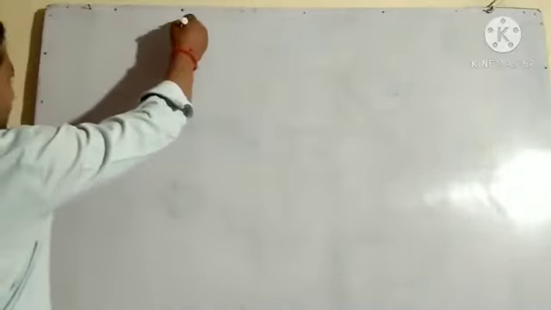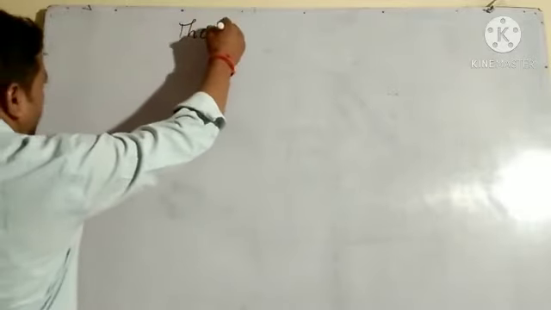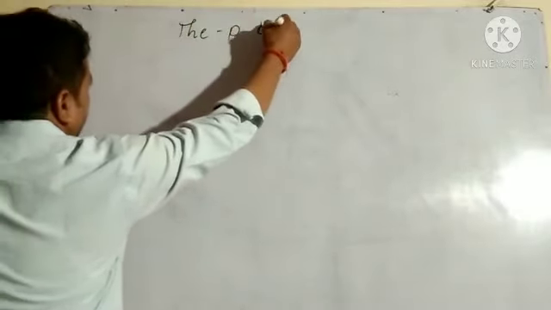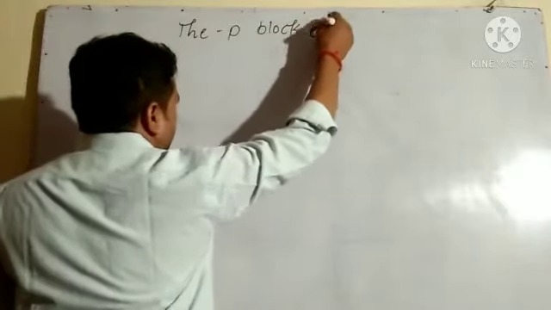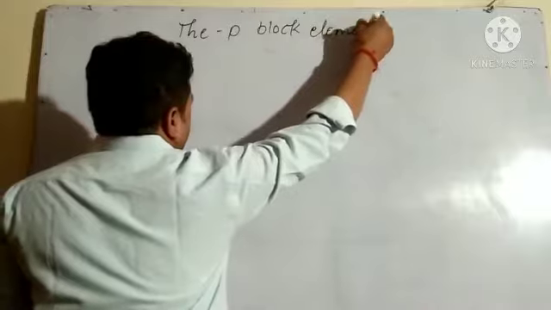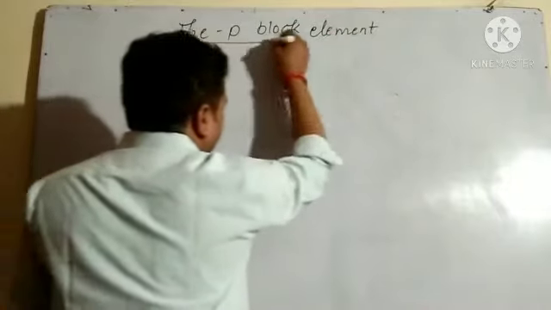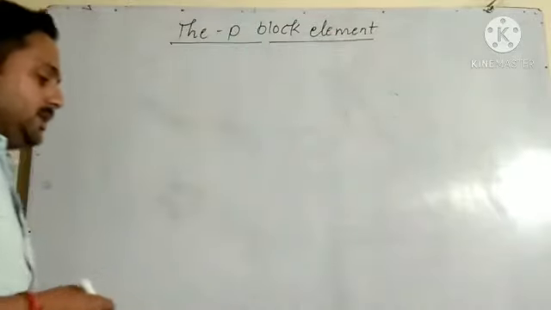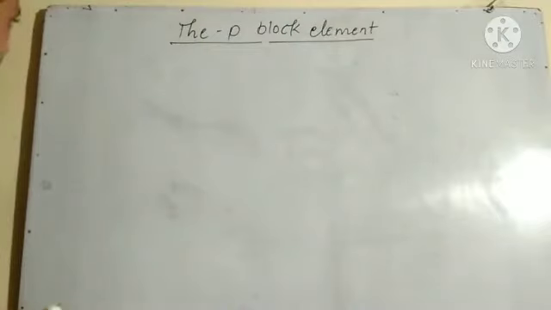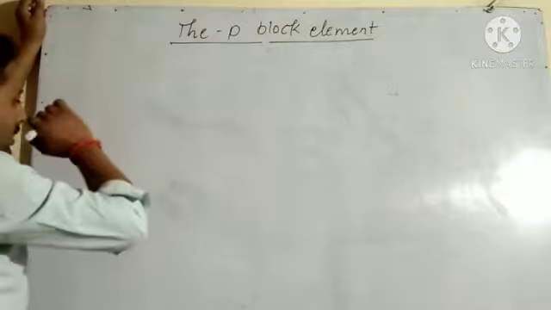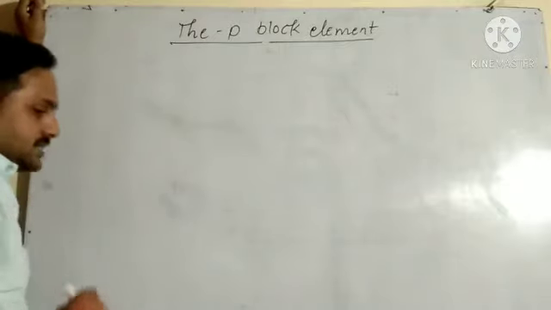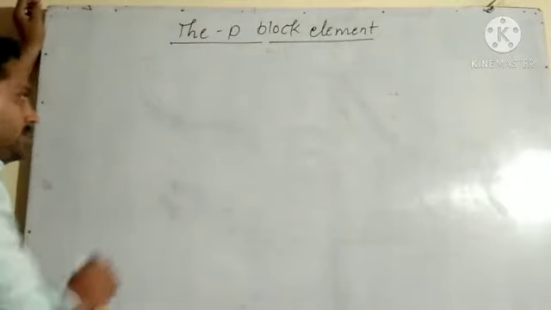So today we are going to start our next chapter, that is P block elements. In P block elements, we will discuss why they are called P block elements. They are called P block elements because their last electron enters in the p orbital.